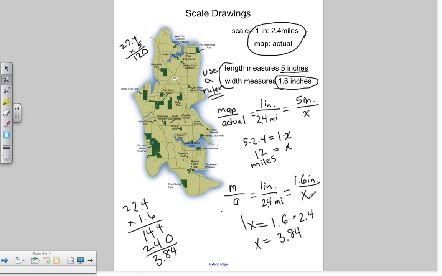What does that mean? Miles, actual. So in actuality, the width of the island is 3.84 miles. So roughly 12 in length and 3.84 in width. Pretty cool, huh? All right, well, good luck with Linus's lair. I know this was another long video, but a very important topic that we will practice over and over again this year. Have a good day.